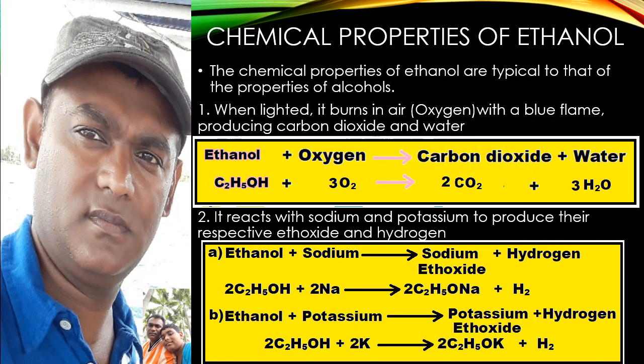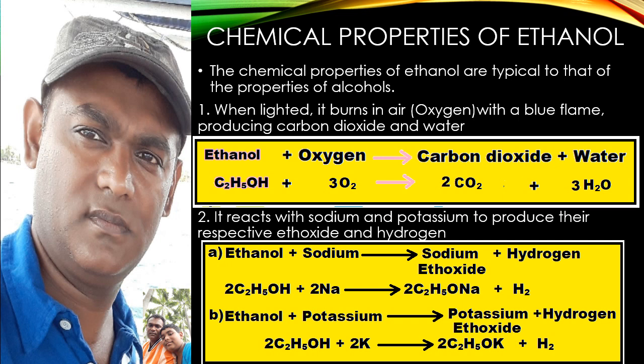Chemical properties of ethanol. The chemical properties of ethanol are typical to that of the properties of alcohol. This means that all alcohol will react in a similar way. When ethanol is lighted in the presence of air, it burns with a blue flame. In this reaction, ethanol reacts with oxygen to produce carbon dioxide and water.